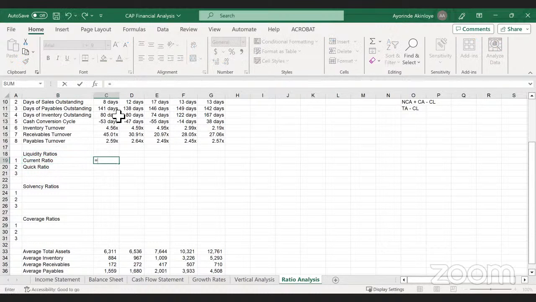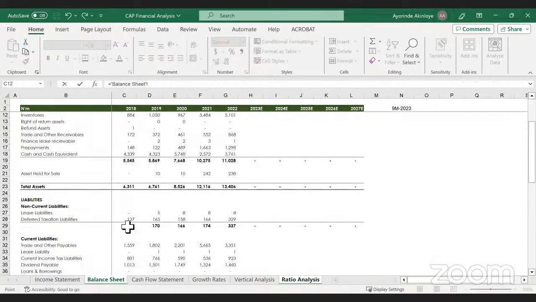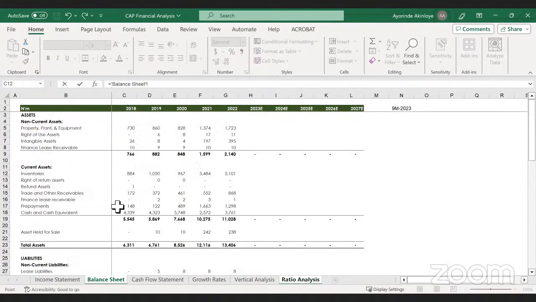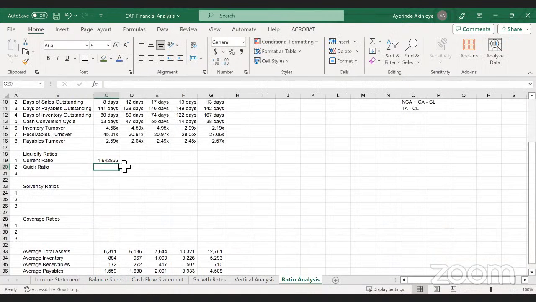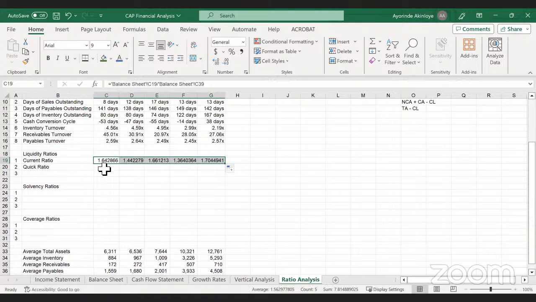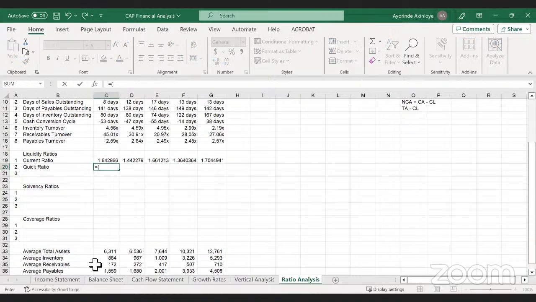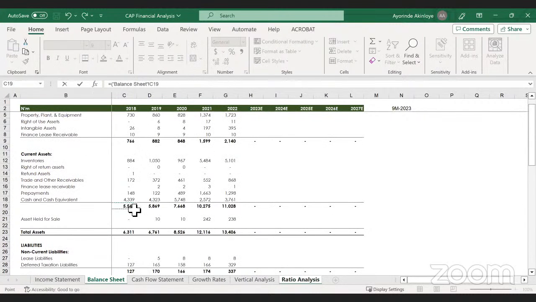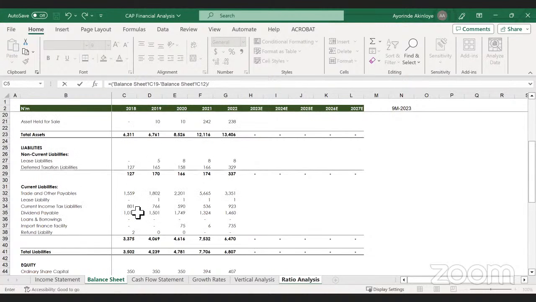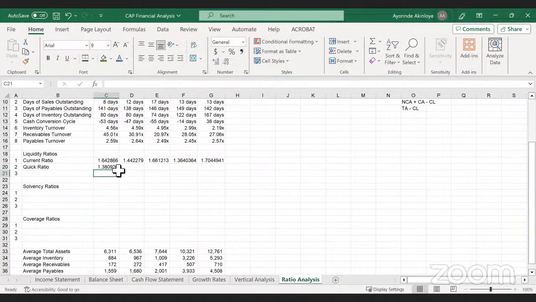Current ratio is current assets divided by current liabilities. All you need to do is to just come here and say, where's my total current assets? Total current assets divided by total current liabilities. Boom. Quick ratio, remember, is current assets minus inventory divided by current liabilities. Boom.